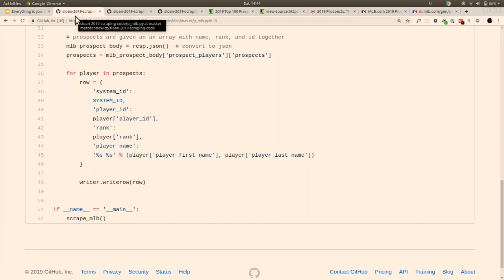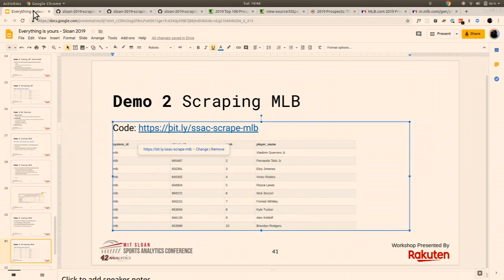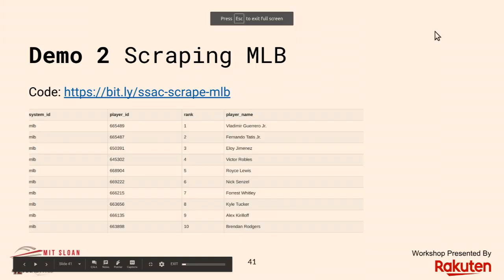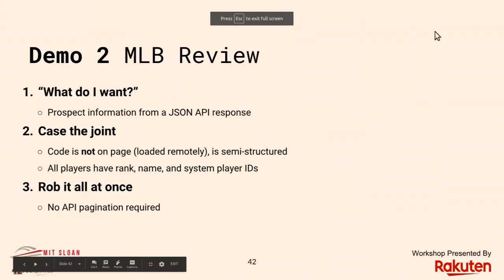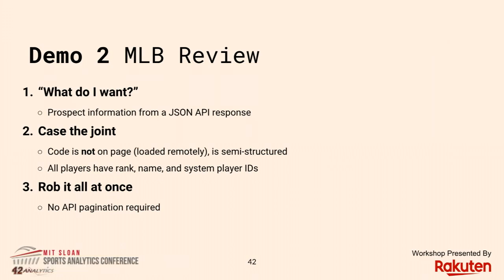We now have a prospect list for each of the big three providers. Very simple code, very legible, nearly plain English. We did not have to strain credulity to get there. So with that in mind, JSON API response, we discovered it in the network tab. Code wasn't on the page. Good thing we explored, and we got lucky. We had pretty well-structured data on this side.